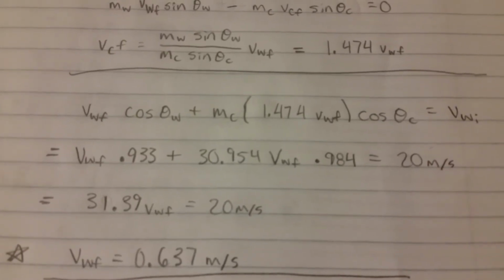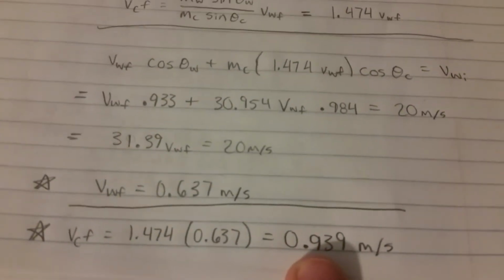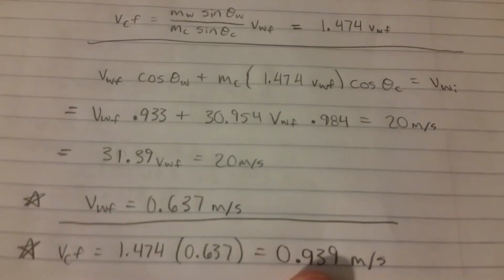And then we just have to take this value and plug it back into this, which gives us the cart's final velocity as 0.939 meters per second.